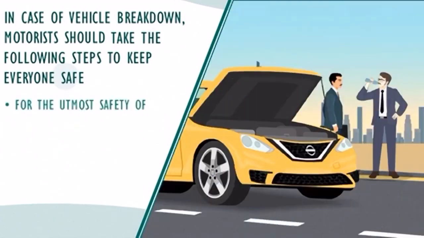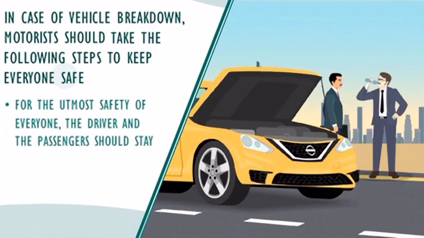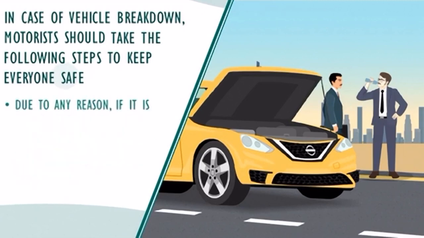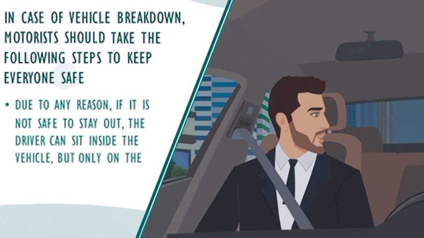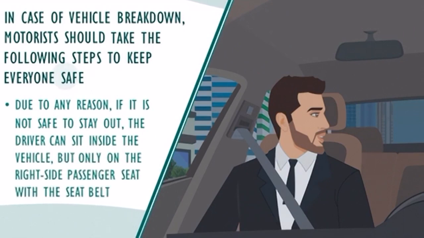For the utmost safety of everyone, the driver and the passengers should stay as far away as possible from the traffic. Due to any reason, if it is not safe to stay out, the driver can sit inside the vehicle, but only on the right side passenger seat with the seatbelt fastened.